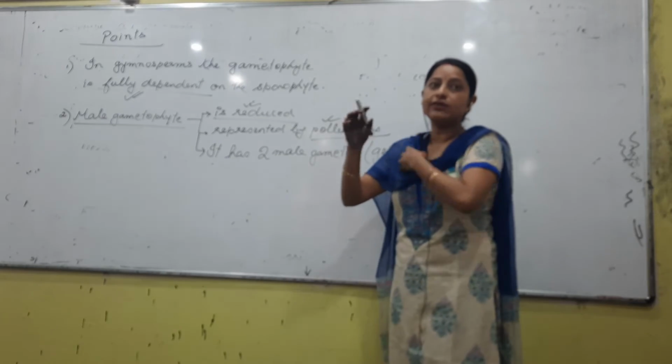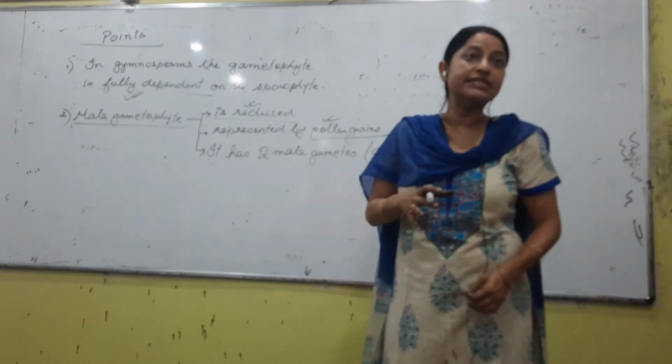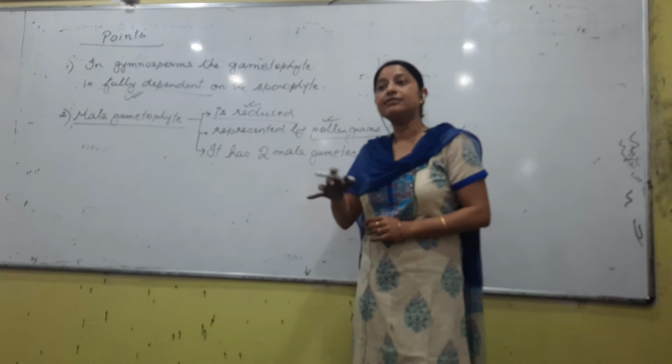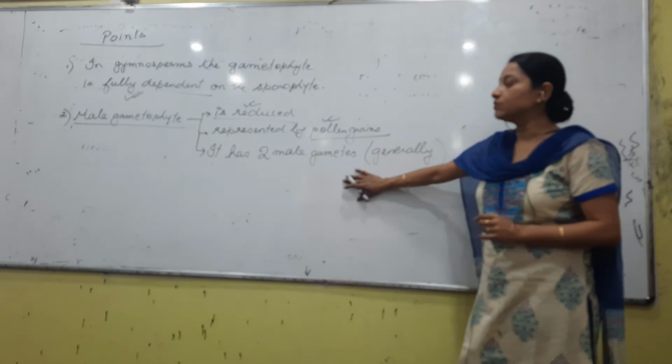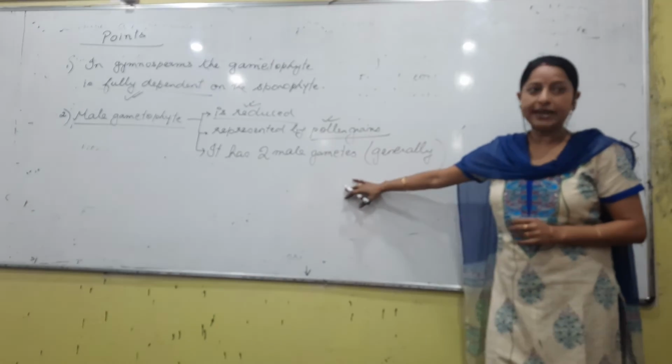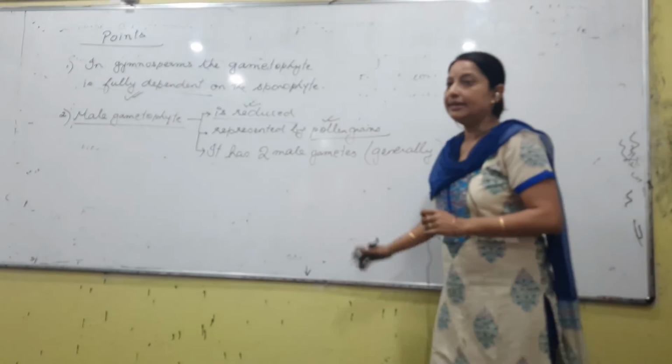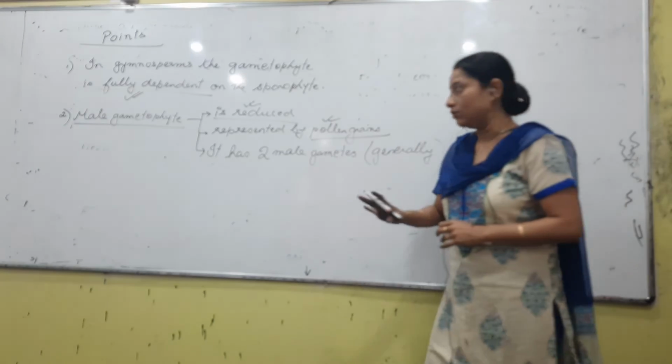If it is a pollen grain, so inside the pollen grain obviously male gametes would be present. What is the number of male gametes in case of angiosperms? Two, right? So in case of gymnosperms also there are two, but sometimes one becomes non-functional, right? Because of gradual evolution, we will see all those things.